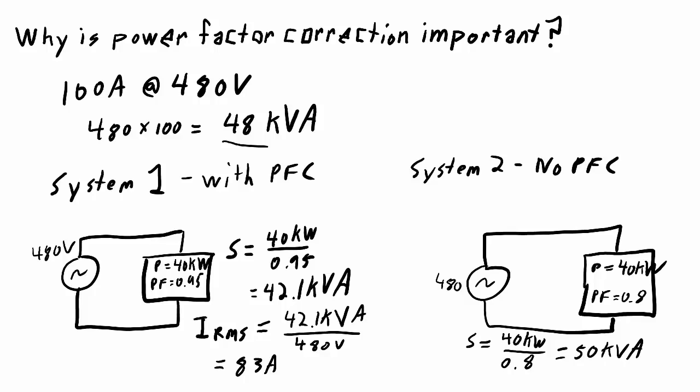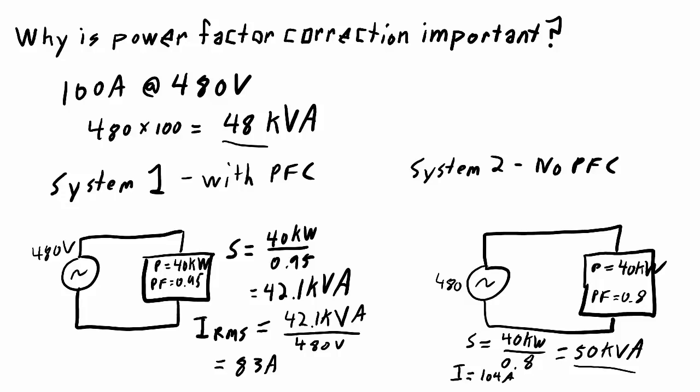So even though the same amount of real work is being done, because my power factor is too low, the apparent power exceeds what it's rated for. So this system is not going to safely operate. If I want to know what the current is, using that same equation as I did with system 1, the current is 104 amps RMS.